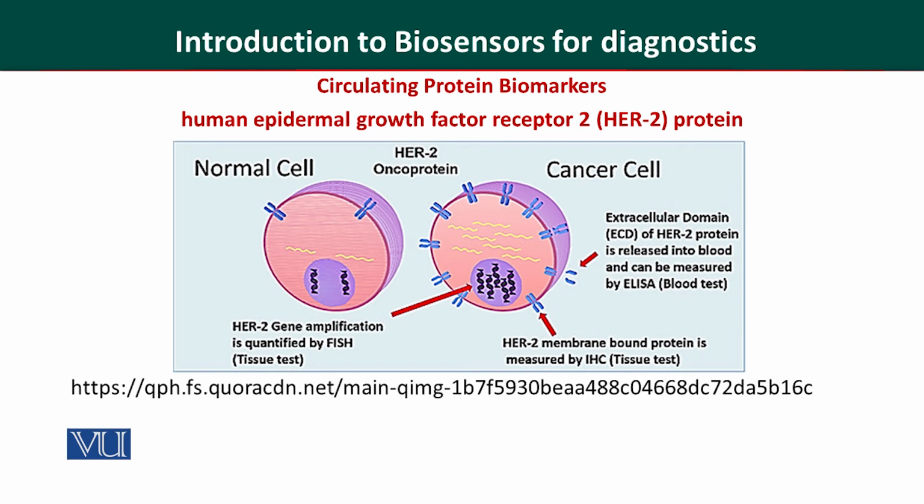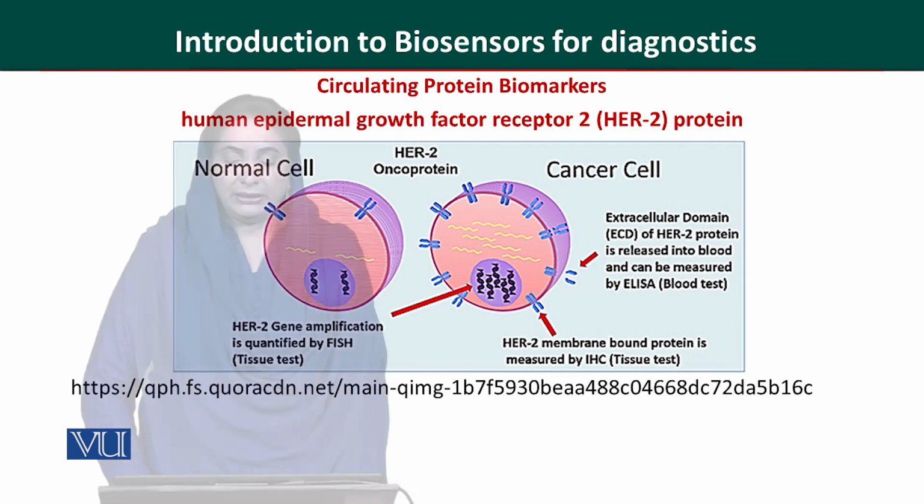Now, I will give you an example in which a specific biomarker is helpful in diagnosing breast cancer. This is human epidermal growth factor receptor HER2. This protein in normal cell is present in very little amount, but in case of cancerous cell, the amount of this HER protein is very high, and this protein could be detected through ELISA in blood circulations. Once this protein is detected, breast cancer could be diagnosed.